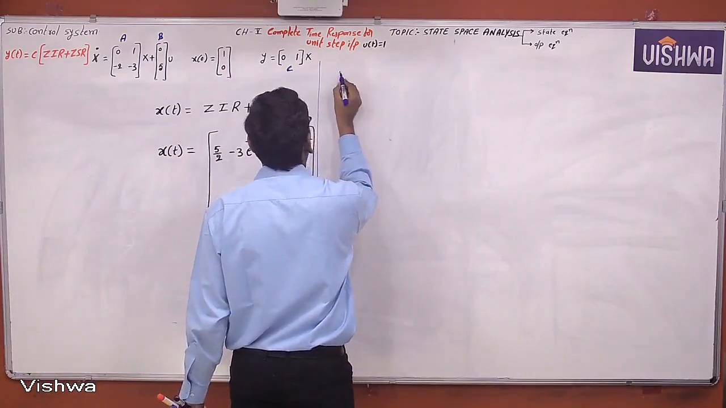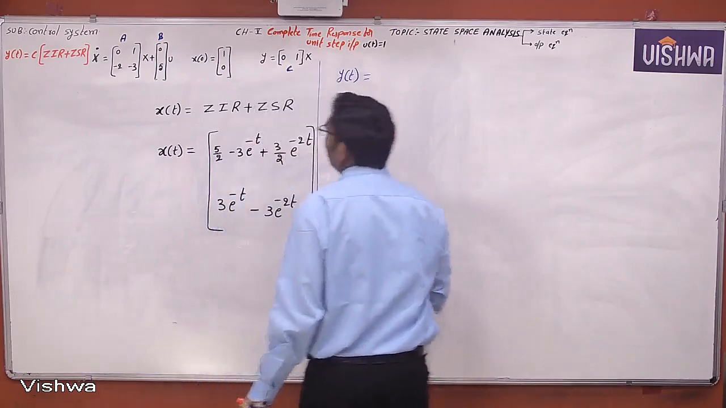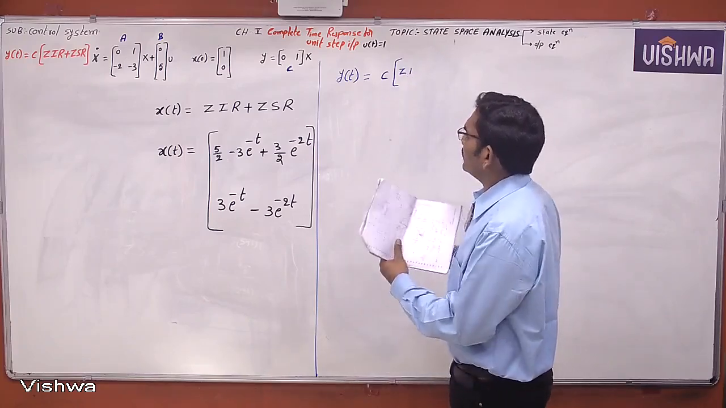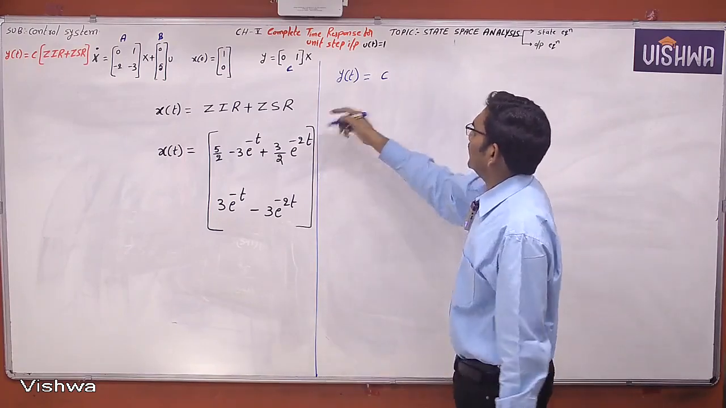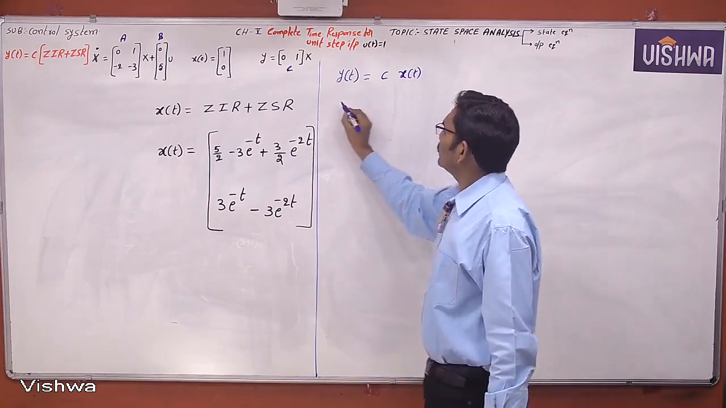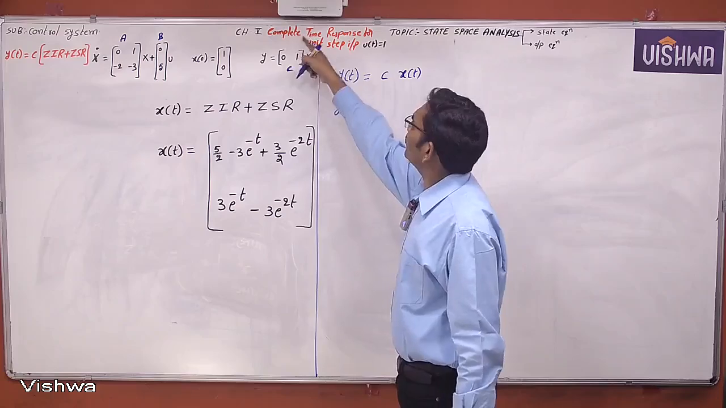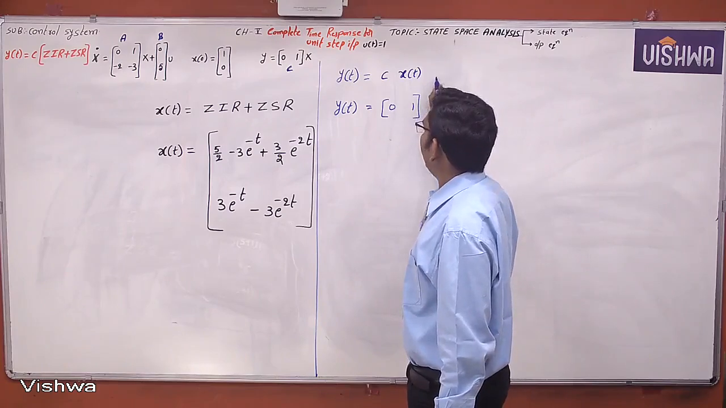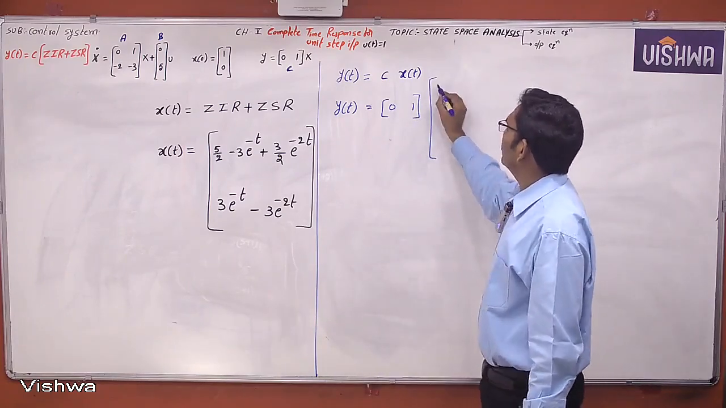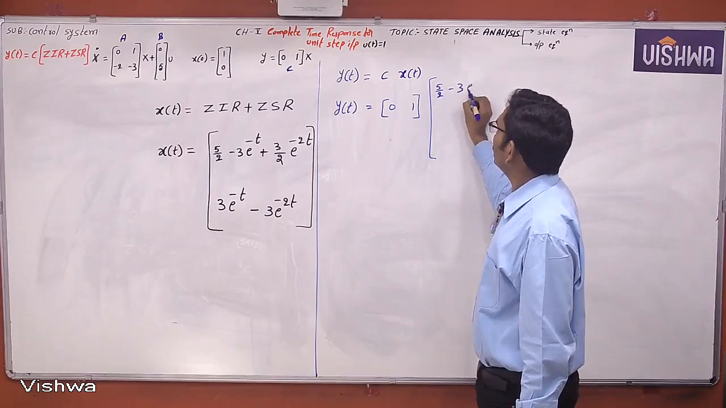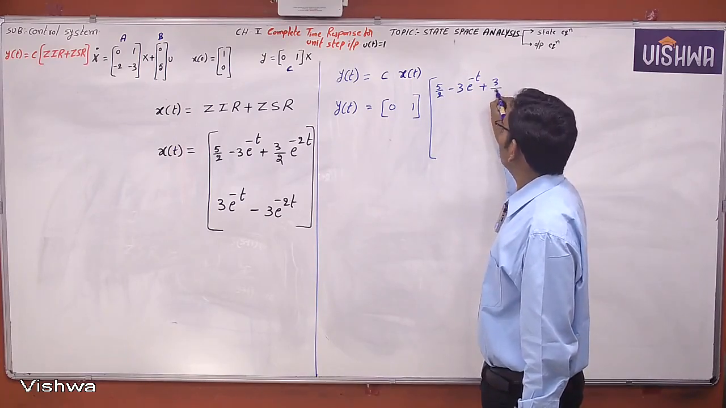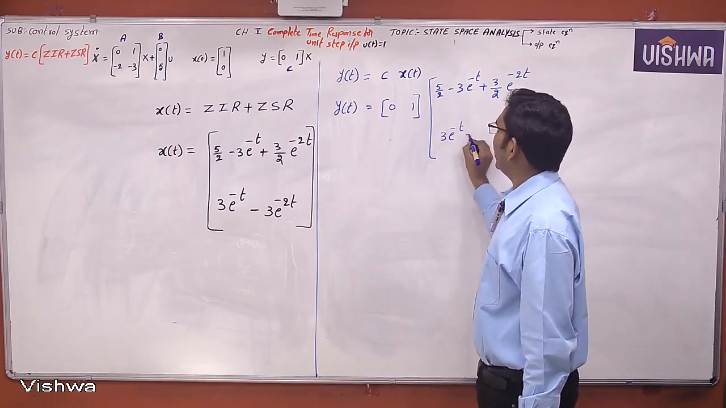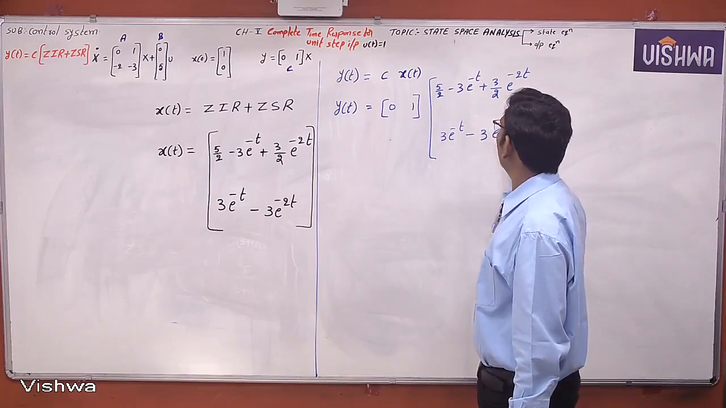Now, y of t, what is y of t? C into the zero input response plus zero state response, which is nothing but x of t. So y of t is the complete time response, which is equal to C, which is 0, 1, into x of t. What is x of t? x of t is this: 5 by 2 minus 3 into e power minus t plus 3 by 2 into e power minus 2t, and 3 into e power minus t minus 3 into e power minus 2t.